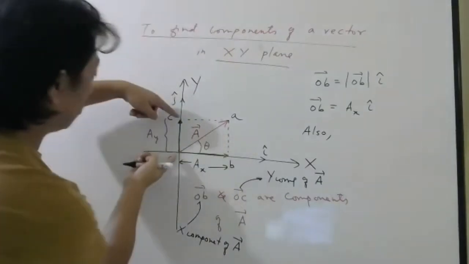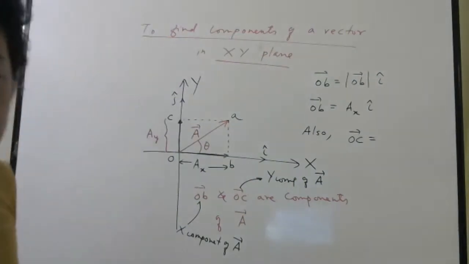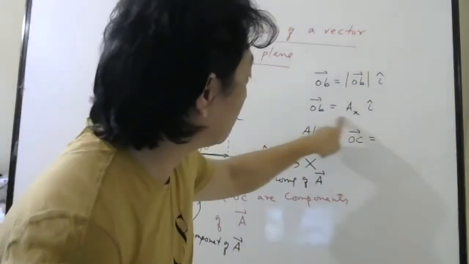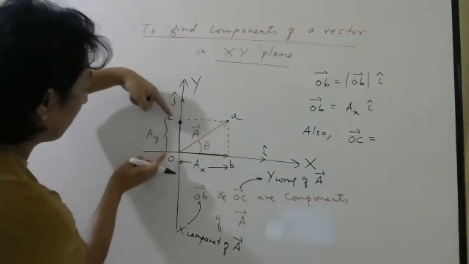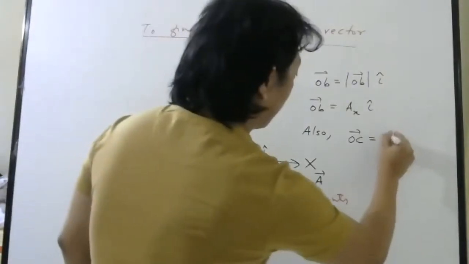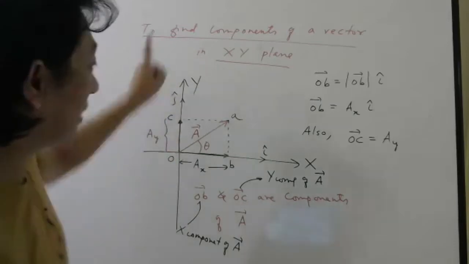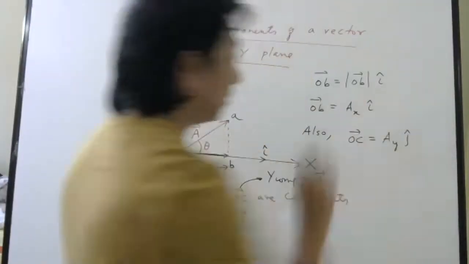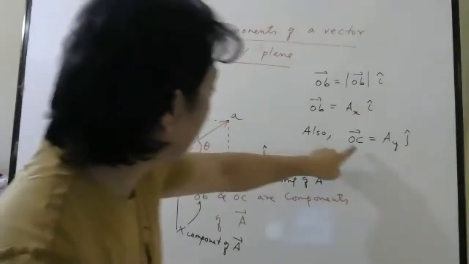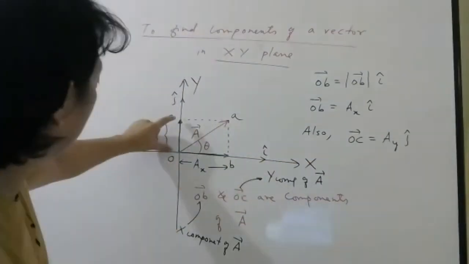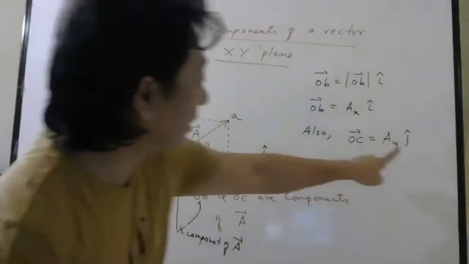Also, this vector you see, OC bar. Can you tell me how I can write it directly? What is the length of OC bar? Length means magnitude. What is the magnitude? AY. What is the unit vector in this direction? I have taken j cap. Fine. So OC bar, this vector, can be written as the magnitude of OC bar, this length, and the unit vector in this direction, which I have written j cap.